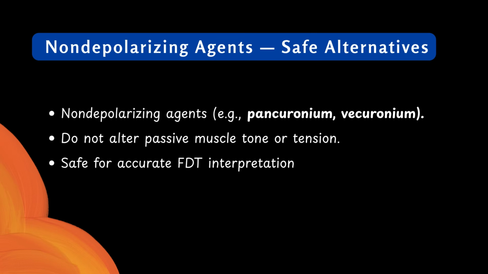In contrast, the non-depolarizing agents like pancuronium and vecuronium can cause flaccid paralysis without sustained contraction. So they don't distort the passive muscle tone, so they are preferred during the forced duction test.